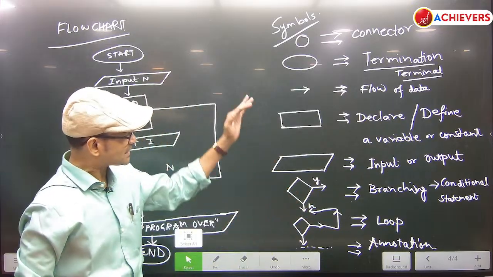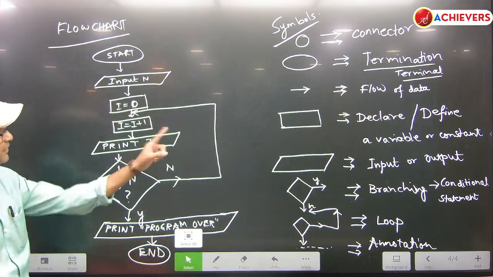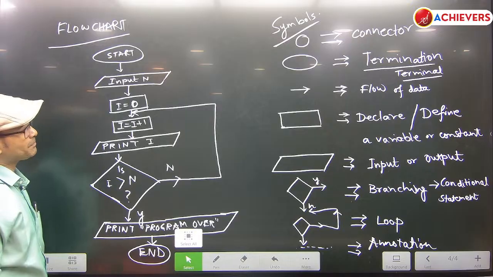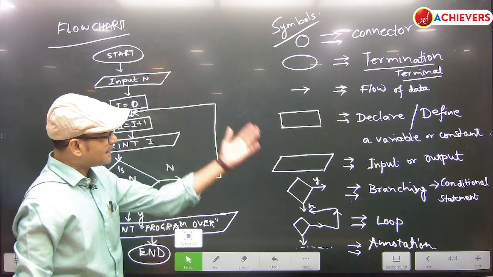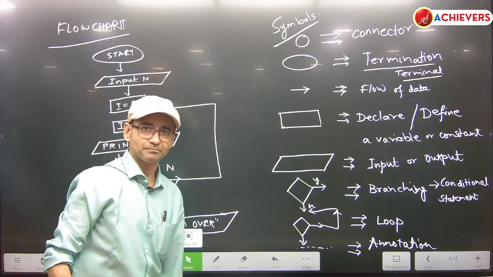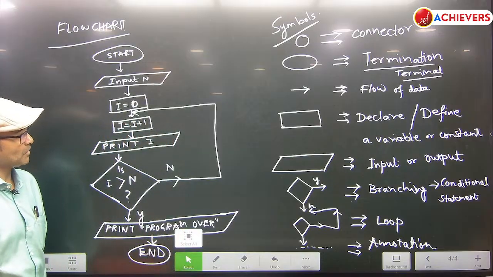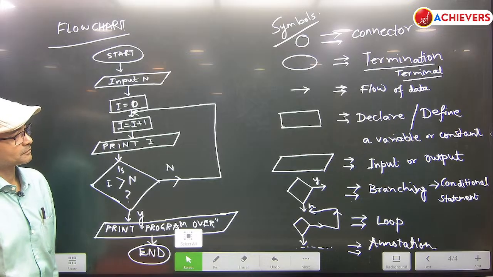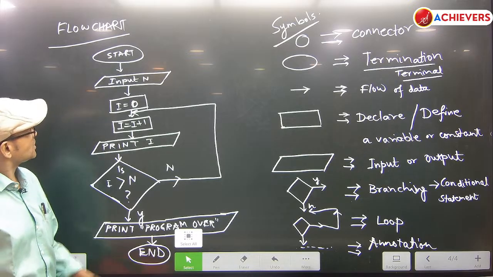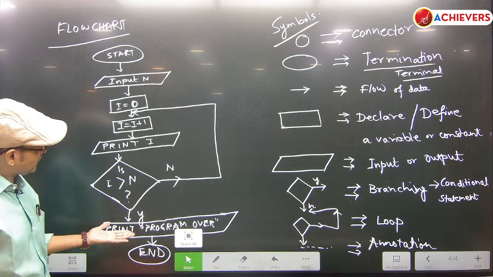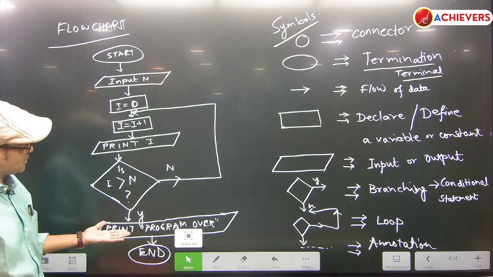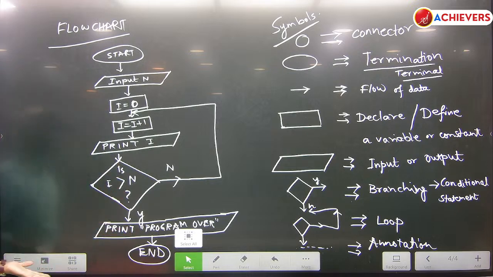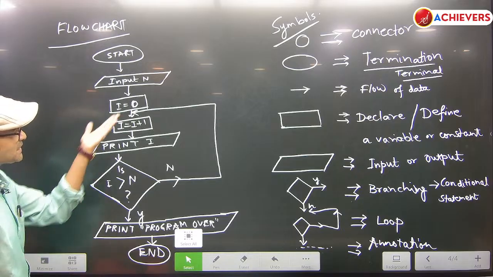Please note the symbols very carefully. These are very, very important. That can be represented at any level of the flowchart. All right. So this is a very simple example of the flowchart representing the previous algorithm.